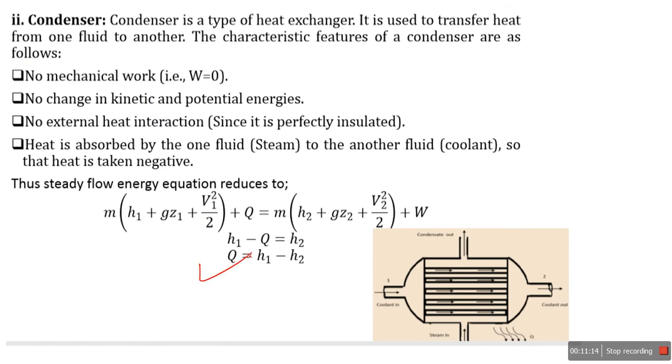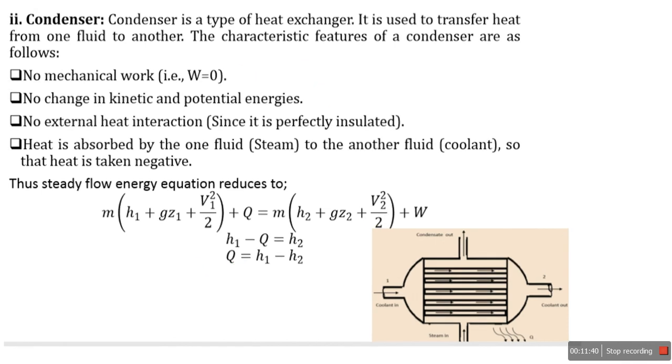See here, the Q is H1 minus H2. No mechanical work, W is 0, change in kinetic and potential energy is 0. No external heat interaction from the surrounding; only heat is rejected by the system. I assume that. So for the condenser, Q is equal to H1 minus H2.